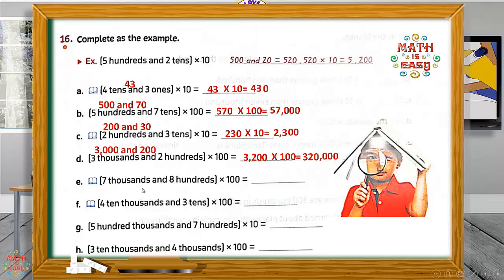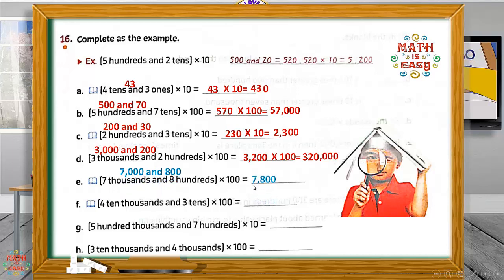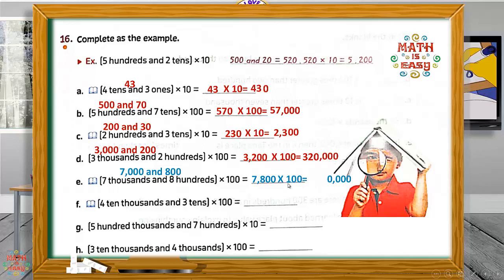E. 7,000. 7,000 meaning here 3 zeros. Hundreds 2 zeros. So I have 7,800. Make addition. 7,800 multiply 100 equals what? Count zeros in the first and put them out. 1, 2, 3, 4. Put 4 zeros out. And don't forget the comma. 1 times 78 equals 78. I think this way is so easy.